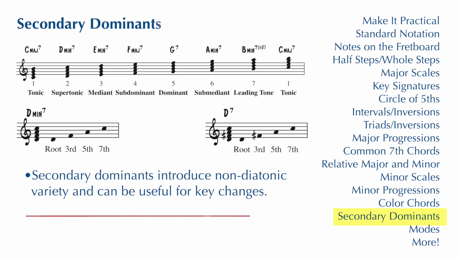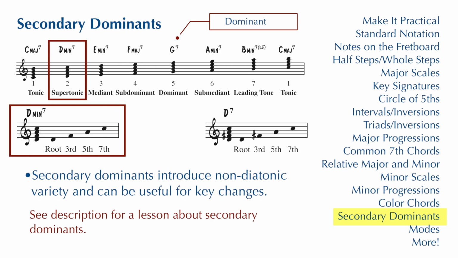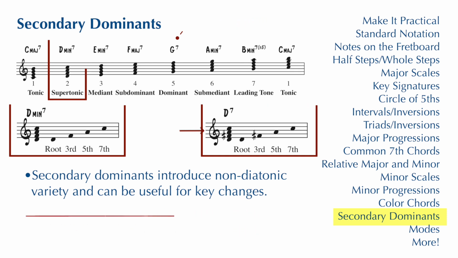And then you could check out secondary dominants. The dominant chord is based on the 5th scale degree and leads strongly to the tonic or the 1 chord. A secondary dominant is a chord that has been altered to sound like a dominant 7 chord, and it leads strongly to a note other than the tonic.